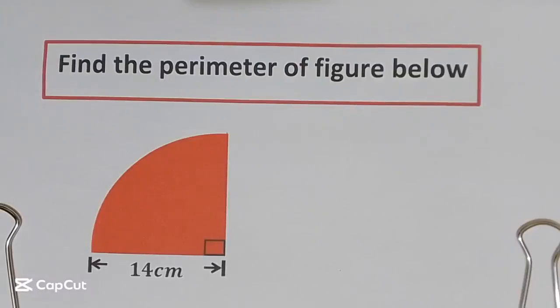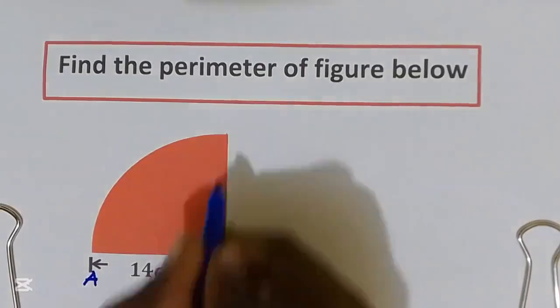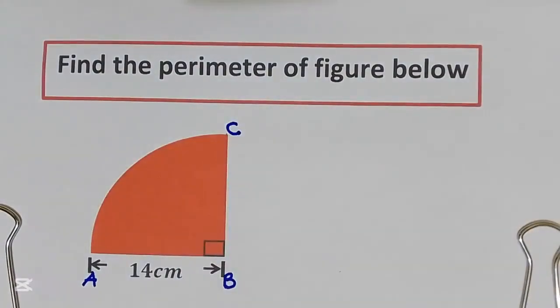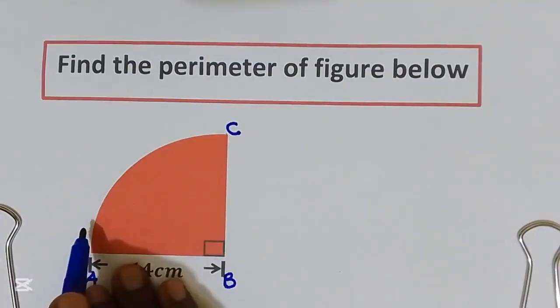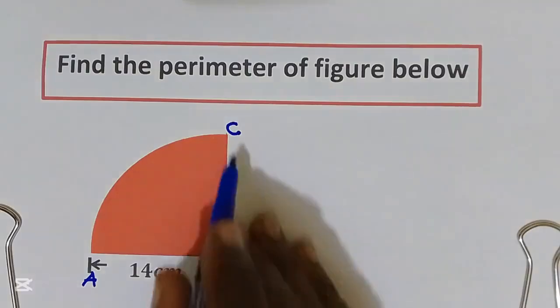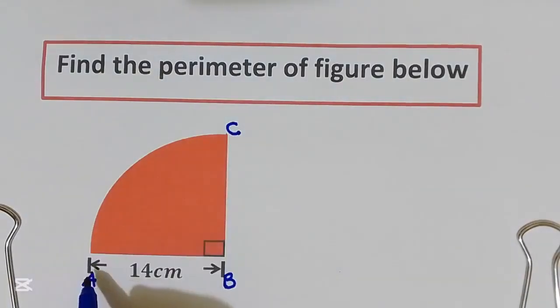We need to find the perimeter of this quarter circle. I'm going to call it A, B, C. By definition, perimeter is going around the figure, that is taking distance AB plus distance BC plus arc CA.